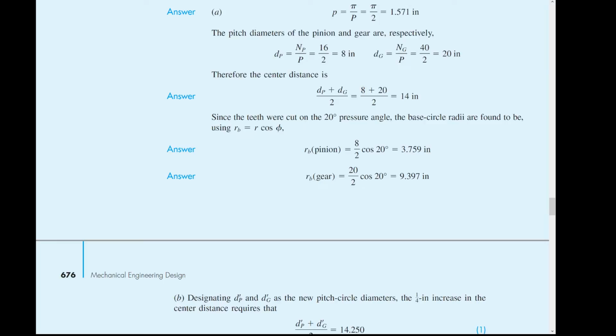Since the teeth were cut on a 20-degree pressure angle, the base circle radii are found to be RB equals R cosine of phi. RB pinion equals 8 over 2 cosine of 20 degrees. RB pinion. So 8 over 2, what are we just saying for?